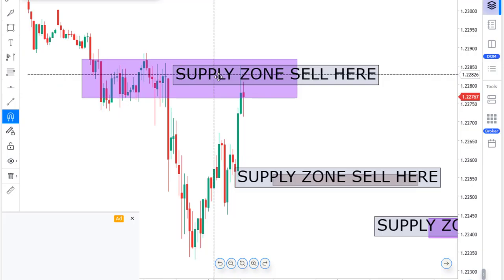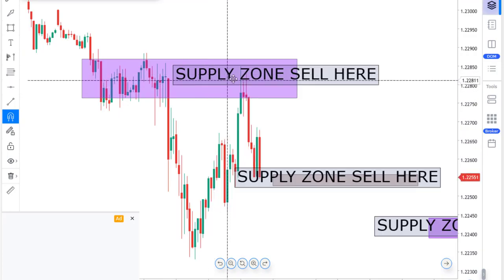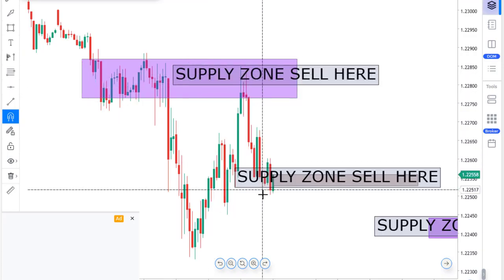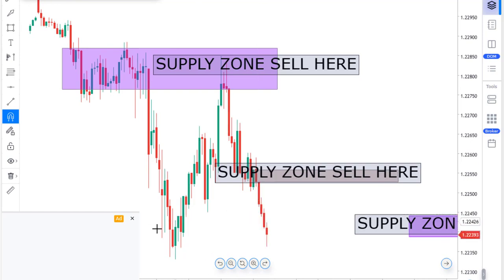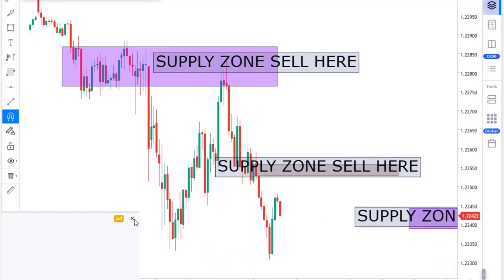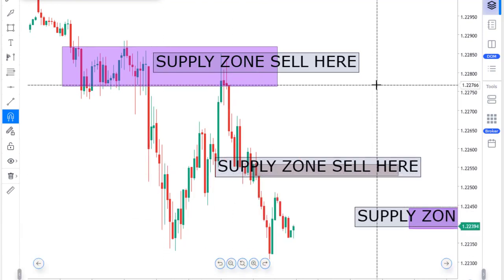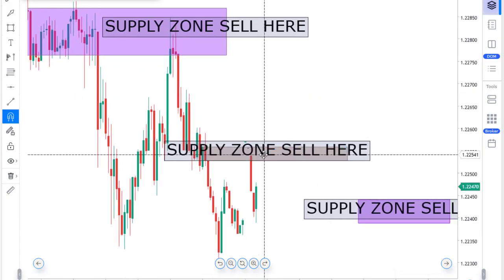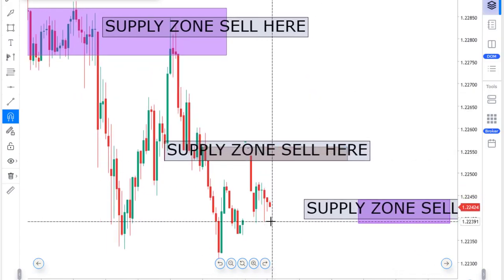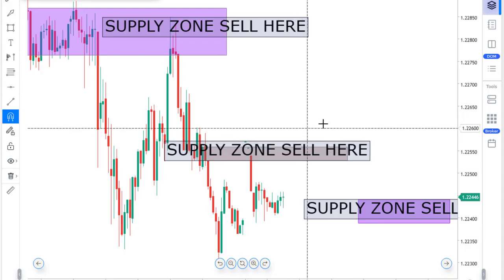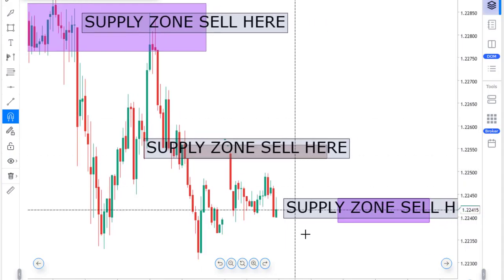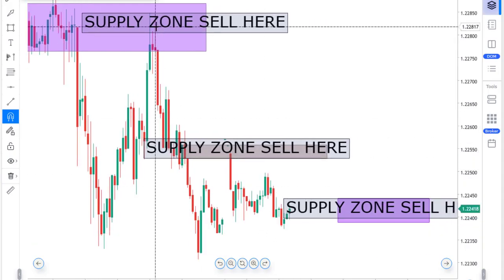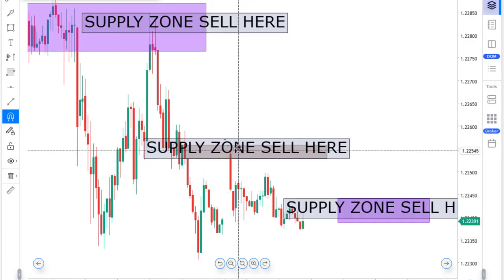Because most times when price reacts to a supply zone like this, it will most likely fall. And if you look very well from the example, you see that these are supply zones that I've identified, and each time price moves to a supply zone, it mostly drops, and if it hits a demand zone, it mostly goes up. So if you look, these are supply zones. Each time price hits a supply zone, it drops.